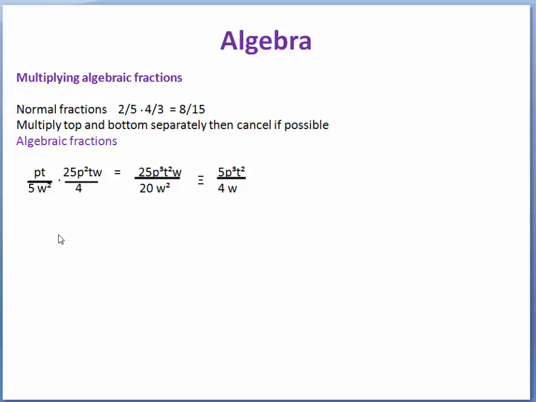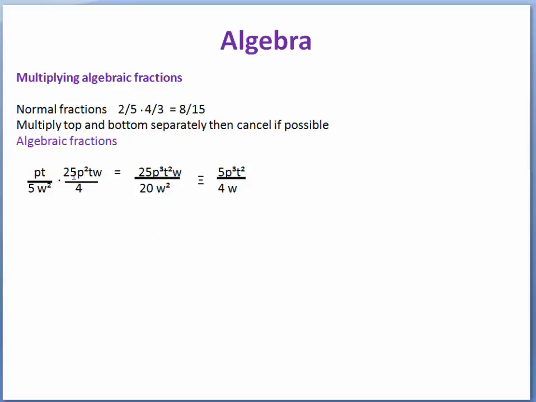Going to look at some multiplying algebraic fractions, again related to normal fractions, so we're going to compare. So when we multiply normal fractions together, we multiply the top and the bottom separately, then cancel. So here 2/5 multiplied by 4/3, we multiply the 2 by the 4, get 8, multiply the 5 by the 3, get 15. Answer is 8 over 15. With algebraic fractions it's the same. So we're going to multiply this numerator by this numerator, and this denominator by this denominator.